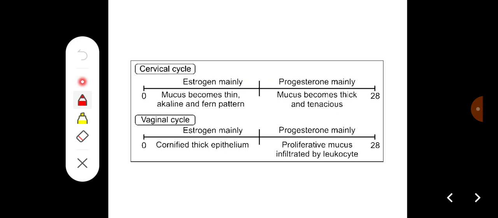So these are the diagrams showing the cervical stage and vaginal stage. In the cervical stage, the cervical mucus is thin, alkaline, and shows a fern pattern. During the progesterone phase, it becomes mucoid and tenacious, whereas the vaginal epithelium under the influence of estrogen in the follicular phase is cornified and there is a thick epithelium, and under the influence of progesterone in the luteal phase it is proliferative and mucus is infiltrated by leukocytes.